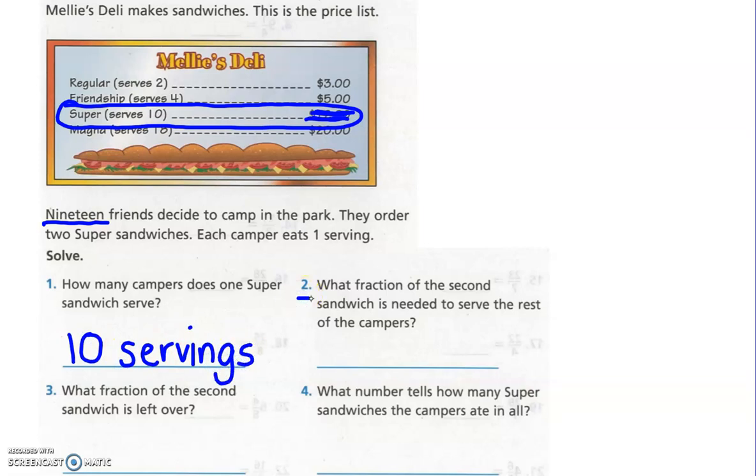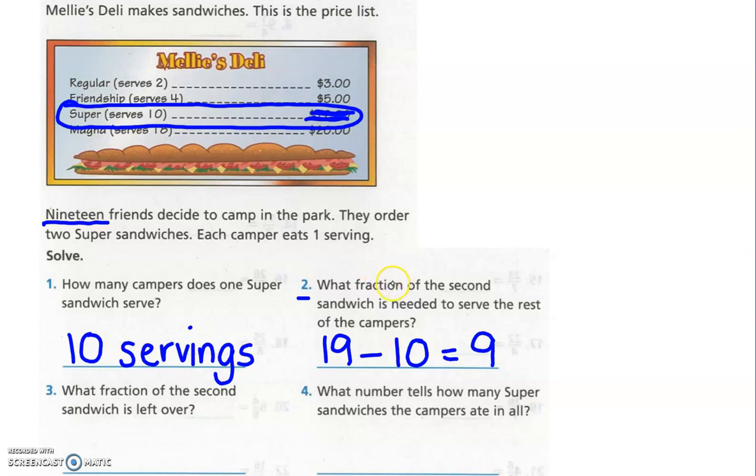And question 2 wants to know, what fraction of the second sandwich is needed to serve the rest of the campers? Well, think about what's going on here. What this problem is assuming is that you have 19 campers who have already eaten 1 whole sandwich. This 10 is showing me the 10 slices that came with that first sandwich. And that means then that I have 9 campers that still need to eat.